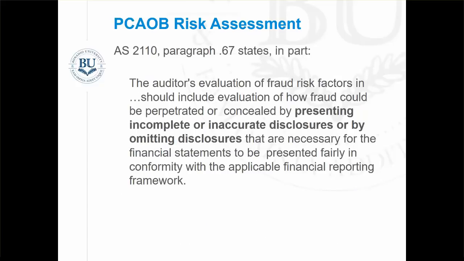So on this slide, we're looking at one specific paragraph, paragraph 75. It should include evaluation of how fraud can be perpetrated or concealed, by presenting incomplete or inaccurate disclosures or by omitting disclosures. So it's pretty self-explanatory that if you have an area where the presumption of fraud applies, meaning probably revenue recognition, you're not going to exclude disclosures that could potentially be deemed to be of a significant nature, not only from a fraud risk, but also from a significant risk.